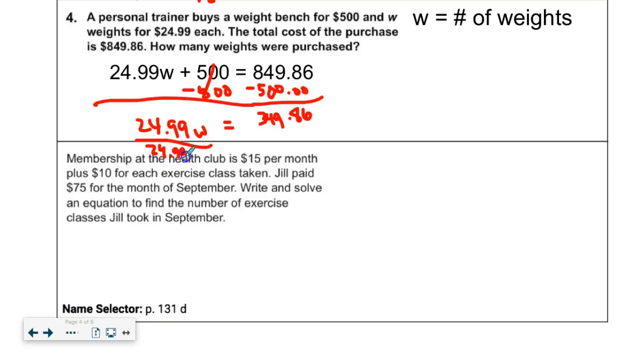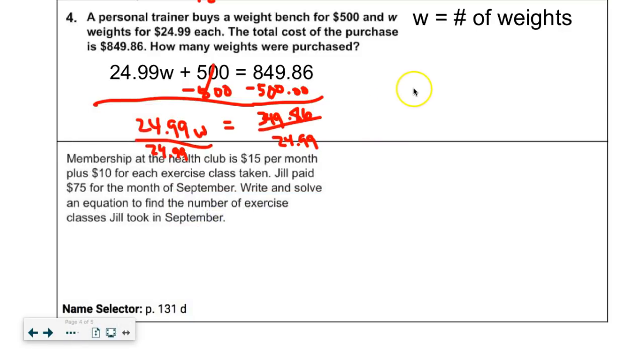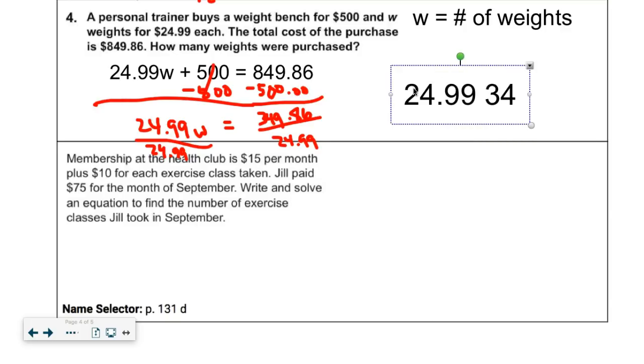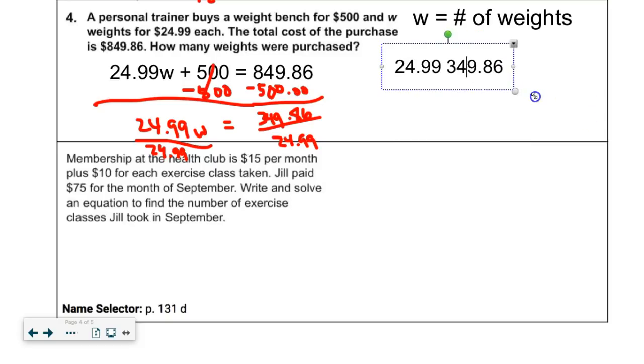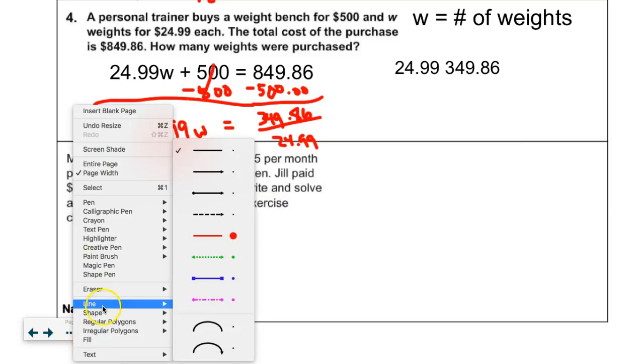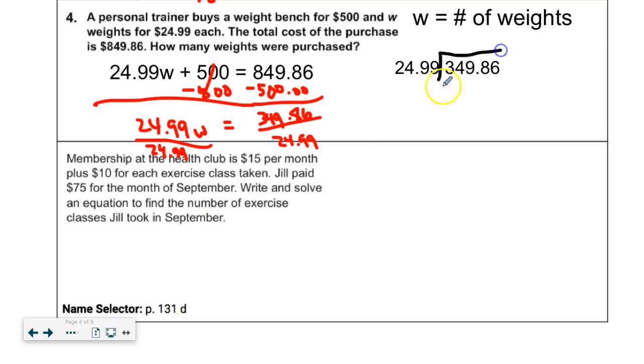Always the coefficient, the number with the variable. Yes, this is a pain in the butt to do long division. Guess what? We're going to do it anyway. Make that a little bit smaller, I guess. That's perfect. Okay. So 349.86 divided by 24.99. Move the decimal twice.